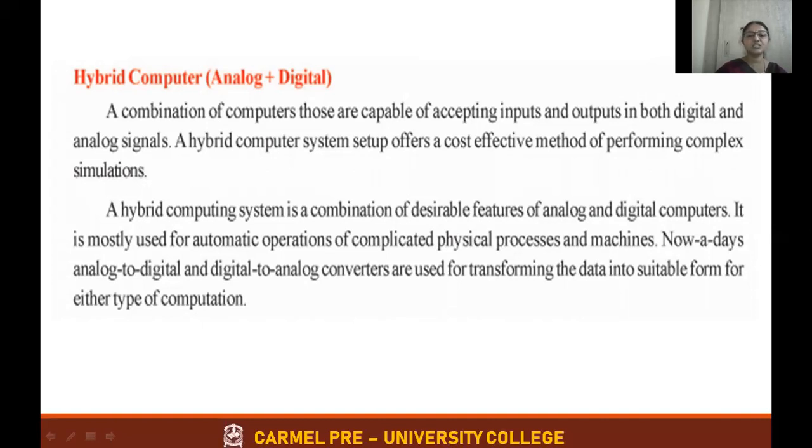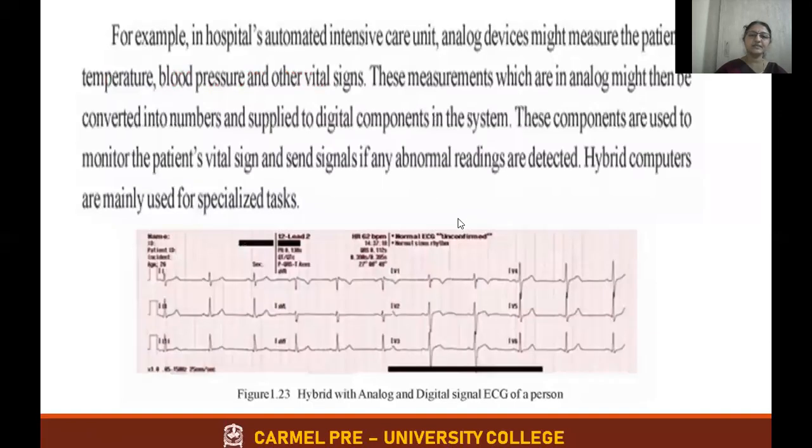Nowadays, analog to digital and digital to analog converters are used for transforming the data into a suitable form for either type of computation. Either you are making use of physical quantities like voltage or current or any other physical quantities, you have a conversion. Those analog values will be converted into digital with the help of a converter. Even if you give any input in digital form, that could be converted into analog form. All those things are available without much complications. So this is about the hybrid computer.